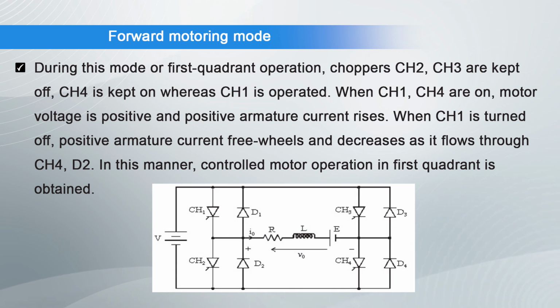The first mode is forward motoring mode. During this mode, choppers CH2 and CH3 are kept off, CH4 is kept on, and CH1 is operated. When CH1 and CH4 are on, the motor voltage is positive and positive armature current rises. When CH1 is turned off, the positive armature current freewheels and decreases as it flows through CH4 and D2.